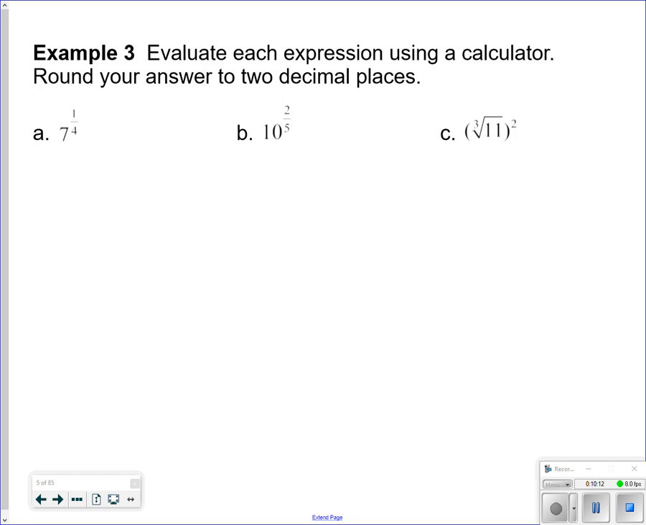All right, welcome back. So now I'm going to write the answers to all of these. So the first one, 7 raised to the 1/4 power is 1.63, rounding to 2 decimal places. The next one, 10 raised to the 2/5, 2.51. And then the last one, 11 raised to the 2/3 would be 4.95. So if you have any questions on that, make sure you talk to your teacher about how to type it into your calculators.